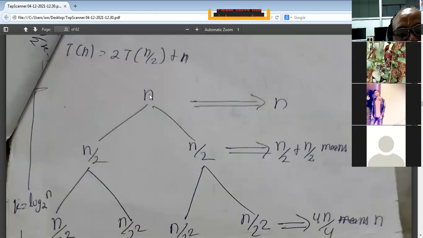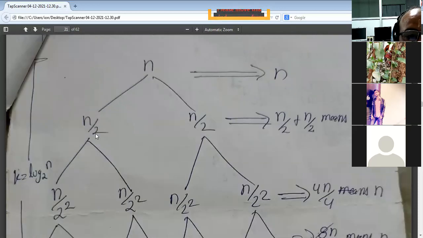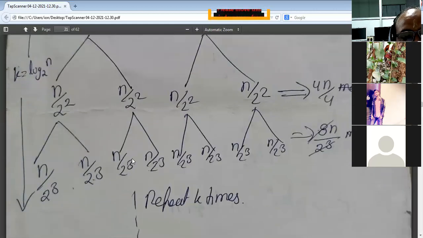So here you can see it is n, and that is divided into two parts, 1/2 and 1/2. Multiply n with 1/2, so n/2, and here also n/2. Now again we can see this n/2 is broken into two parts, multiplying by 1/2, so it becomes n/2². Another part is also broken into 1/2, so n/2² again. These are also broken into two parts, multiplying with 1/2.